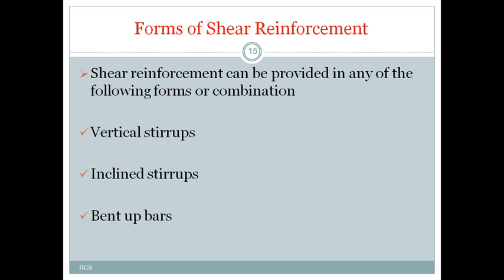Right? So to counteract the shear deformation or shear stresses developed in the beam, we have to provide shear reinforcement. We have different forms of shear reinforcement, or we can say different types of shear reinforcement. We can provide it in the form of vertical stirrups, inclined stirrups, and bent up bars, or bent up bars along with vertical stirrups, right?